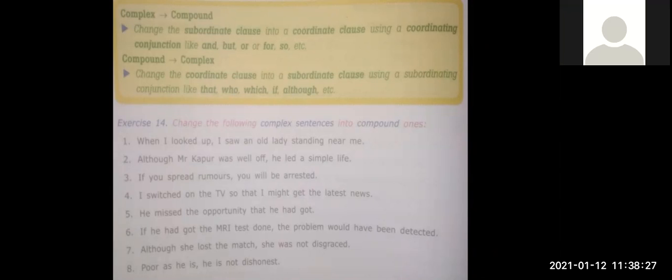Sentence number two of exercise 14. Although Mr. Kapoor was well off, he led a simple life. Led a simple life means he lives his life in a simple way. And the "although" part is the subordinate clause. So we have to change this subordinate clause into a coordinate clause. It will become: remove "although", right, straightforward. Mr. Kapoor was well off, comma, still he led a simple life. Led means the second form of lead, children. That is, he is living his life in a simple way. Right? So let's go to the next exercise.